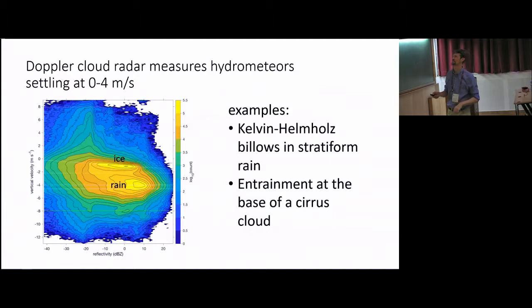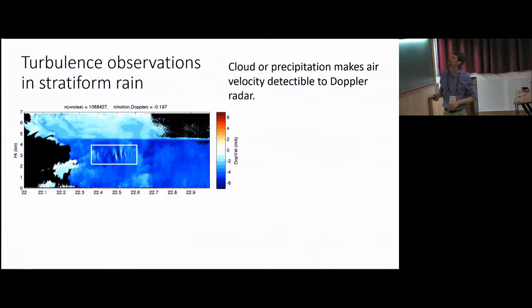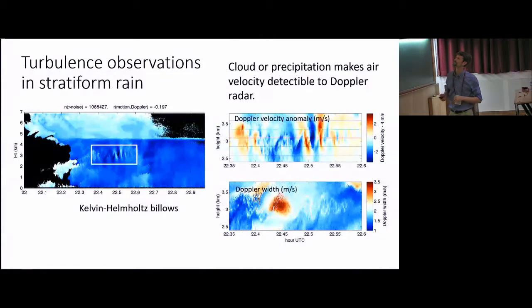Okay, so I'll show some examples of Kelvin-Helmholtz billows where the stratiform rain falls through, and as the air blows the hydrometeors up and down, we can then measure the air velocities from the perturbations that the air induces on it. And I'll give another example of entrainment at the base of cirrus cloud. So here's an example of a Kelvin-Helmholtz instability that we observed, or billows that we observed in DYNAMO.